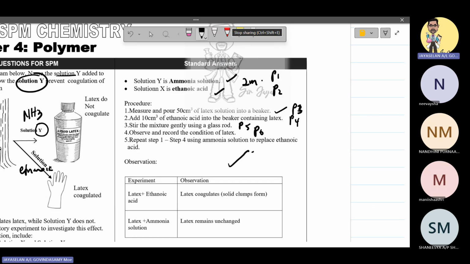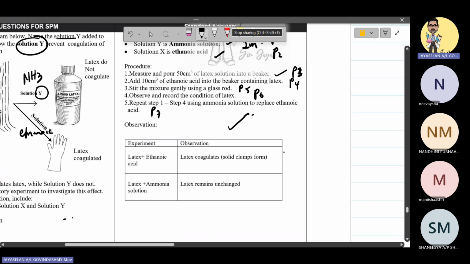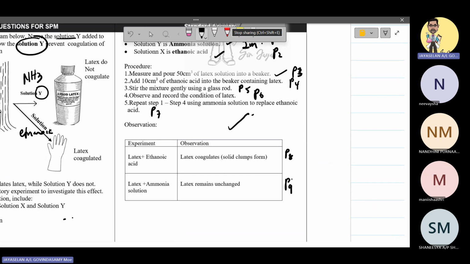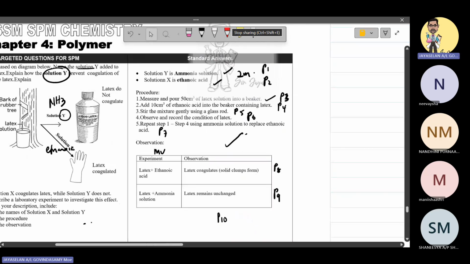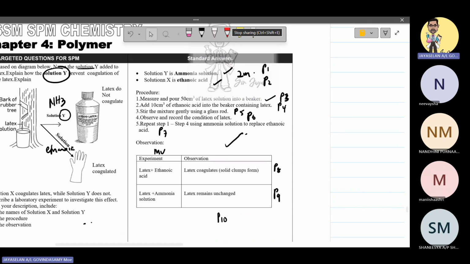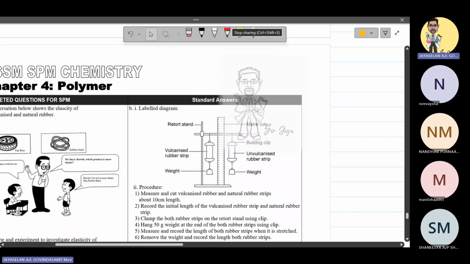Repeat step 1 until step 4 using ammonia solution to replace the ethanoic acid solution. So you already score your point 7. This will be your point 8, point 9. When you do the table with your manipulated variable and responding variable, they give you point 10. Any question or 8 marks question, this one must be memorized. Last year's book didn't have it, but this year's book has it.